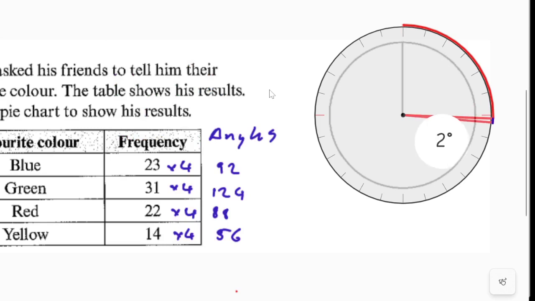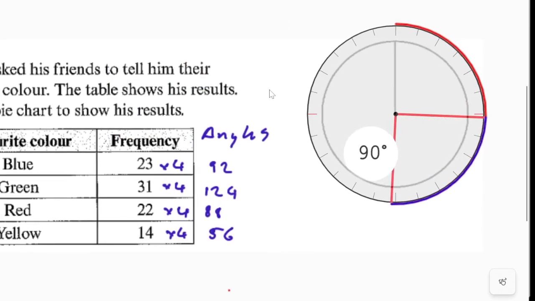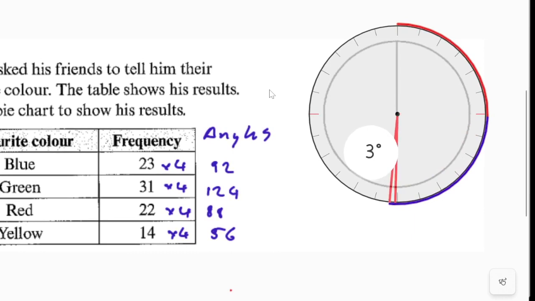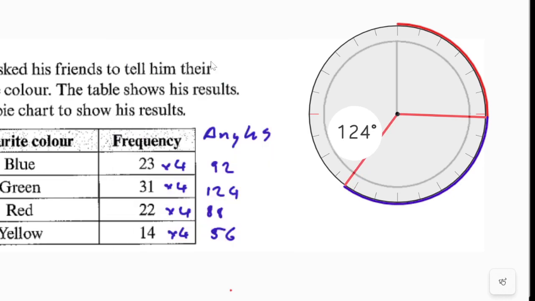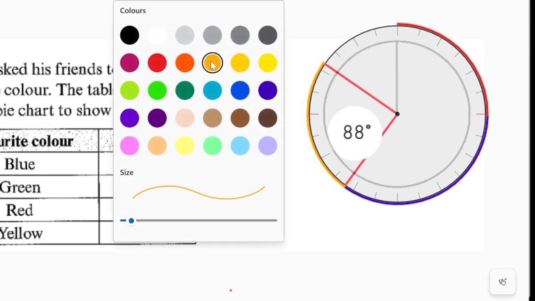Change my pen color now. Then 124. Gosh, and I've messed that one up. Let me just undo that. Right, so let's try that one again. So 124. There we go. And then my next one, 88. And then my final answer should be 56 if I've drawn it accurately.